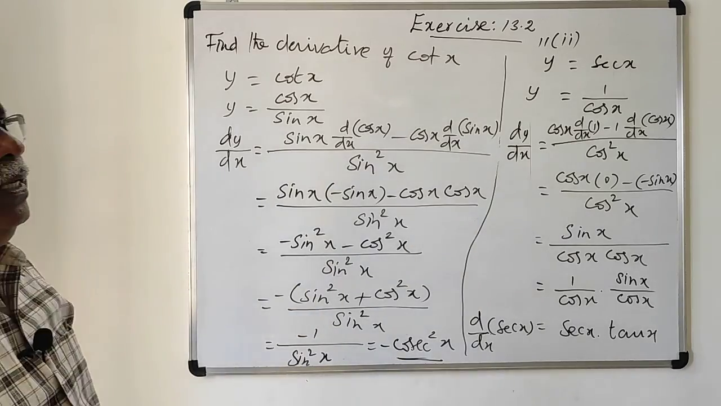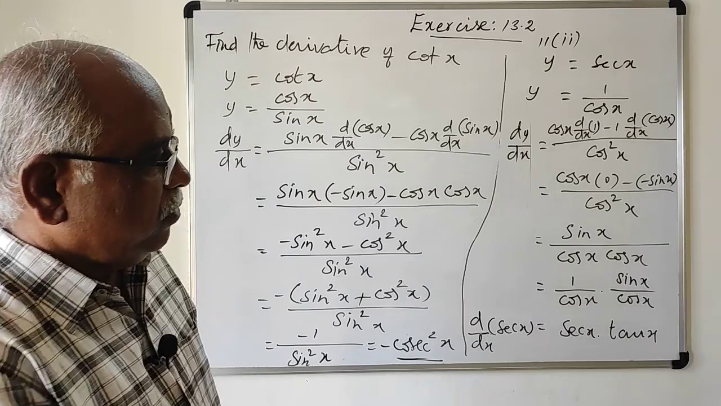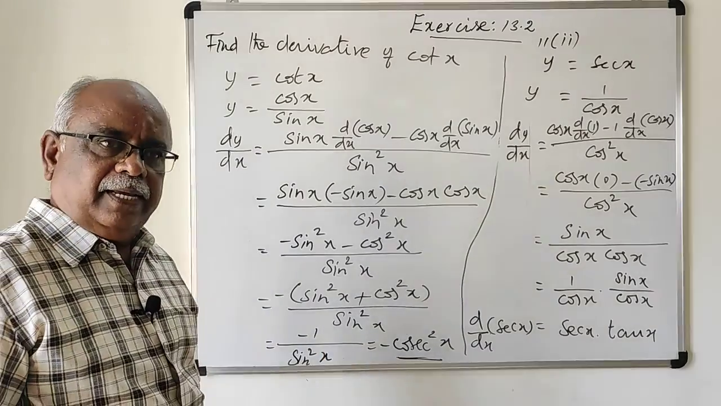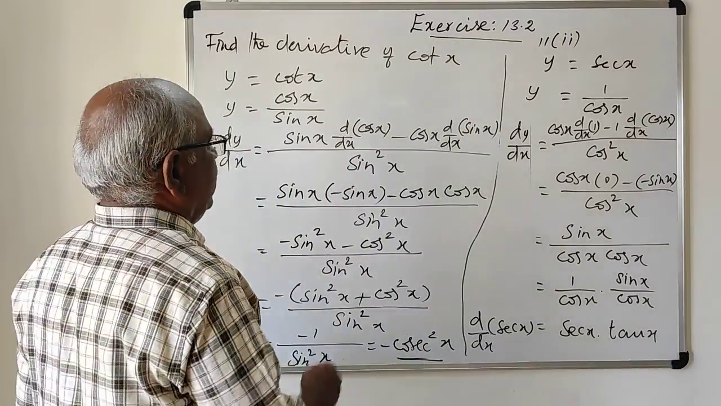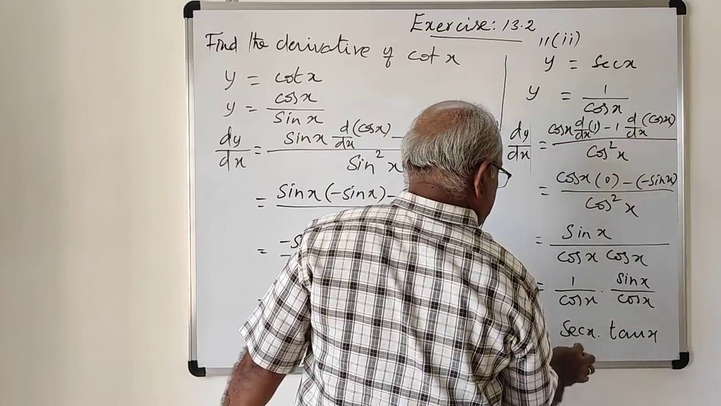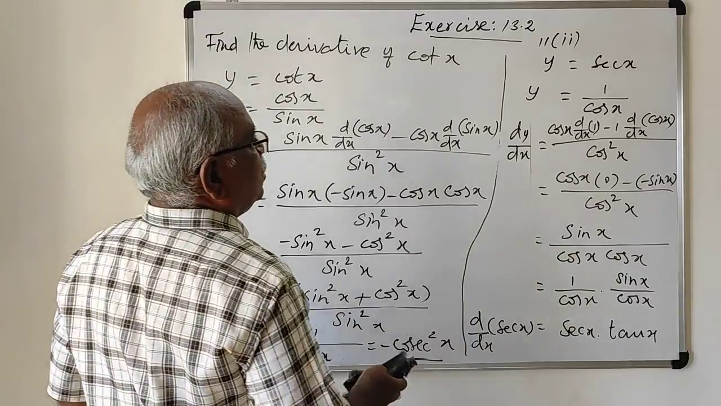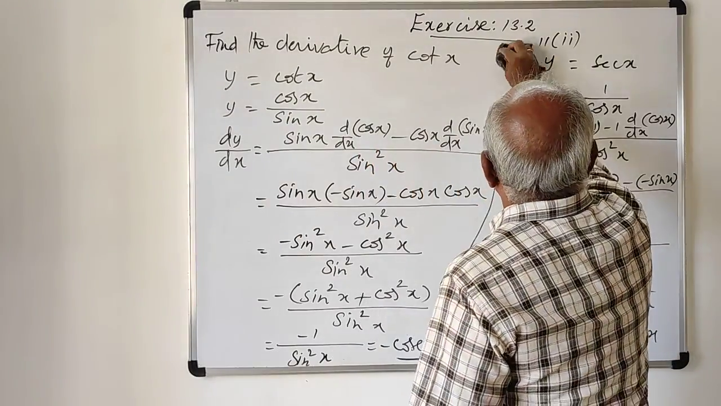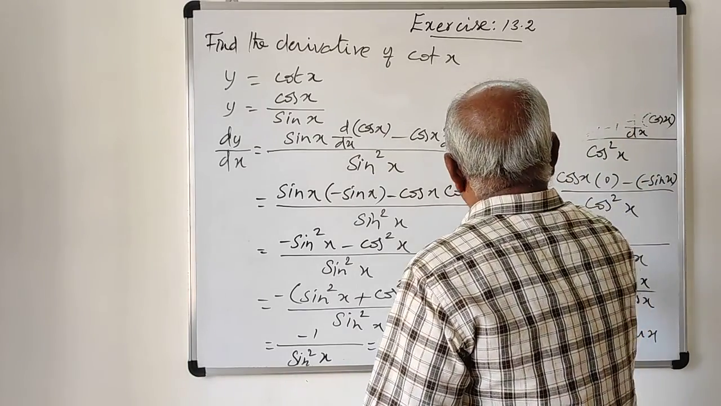So all the 6 trigonometric results have been derived. Already we derived the derivative of sin x is cos x, the derivative of cos x is minus sin x, and the derivative of tan x is secant square x. Now we derived the derivative of cosecant x is minus cosecant x tan x, the derivative of secant x is secant x tan x, and the derivative of cot x is minus cosecant square x. You just write those 3 results. Totally 6 trigonometric functions.